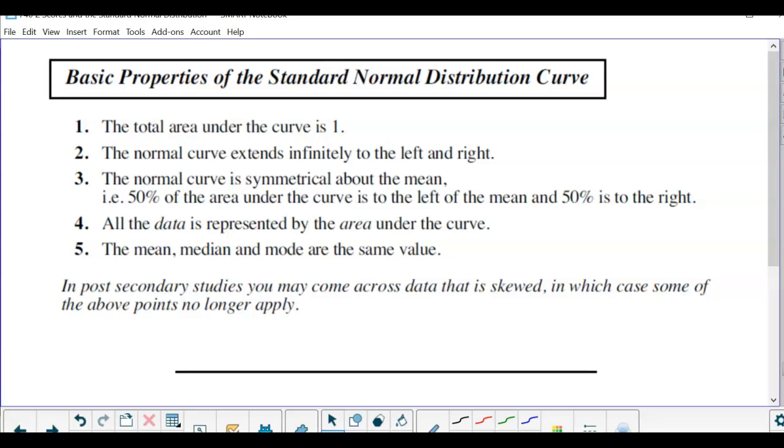So, it says here, in post-secondary studies, you may come across data that is skewed. In this case, some of the above points no longer apply. Skewed means it doesn't look like a normal curve like that. Maybe it looks like something like that. Okay? That's skewed to the right. Right? So we're not studying that this year.